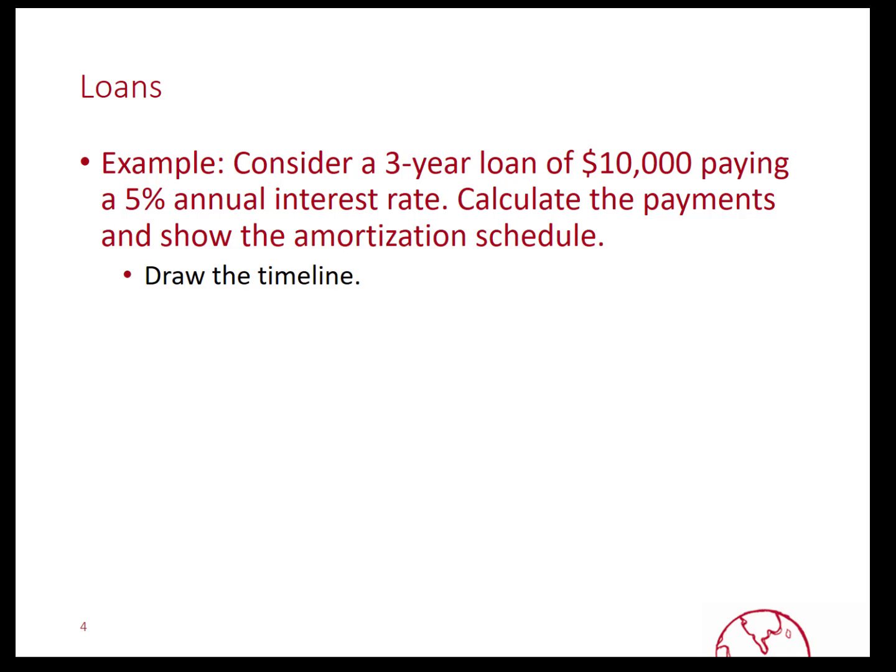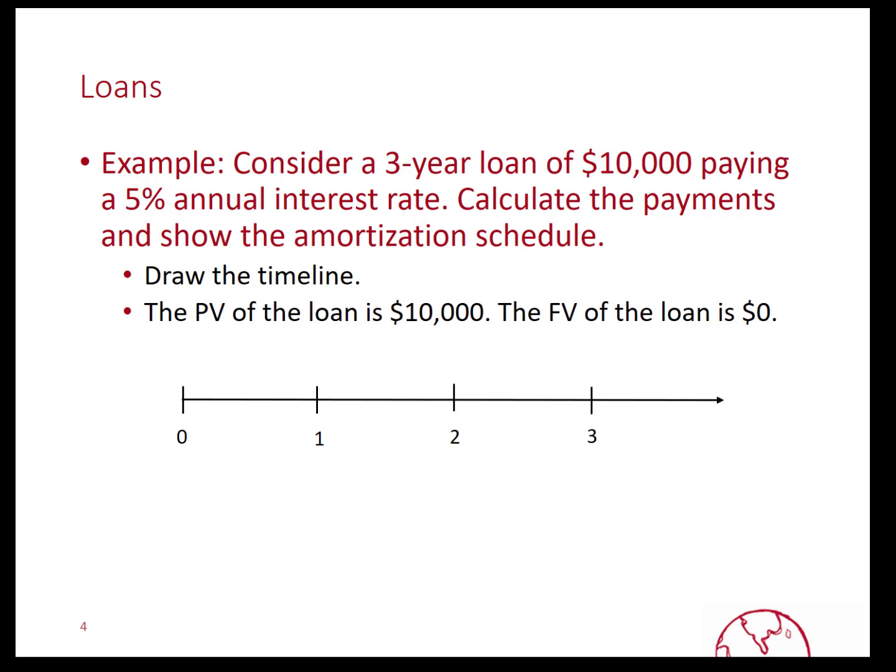Okay, so the first step is going to be to draw the timeline. It's an annual payment, so there are 3 periods. We're going to set the loan, or the present value, equal to $10,000, and it has to be completely paid off by the end of the 3rd year, so the future value is going to be 0. Here you can see the present value. Here you see the future value. The question is, how much will the payments be?